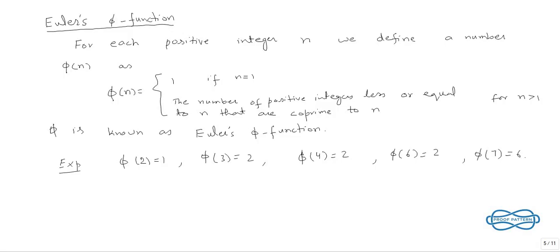Now there is a theorem which we will present without proof. The statement is, if a1, a2 up to ak form a reduced residue system modulo m, then the number k is equal to Euler phi function of m.